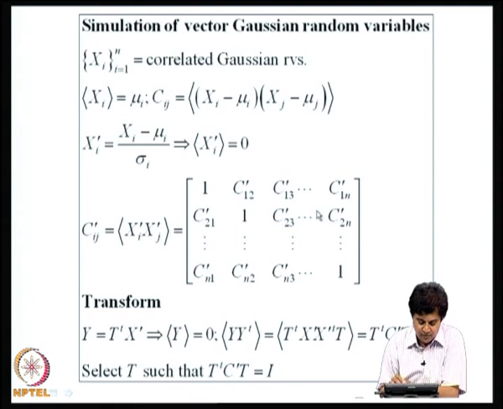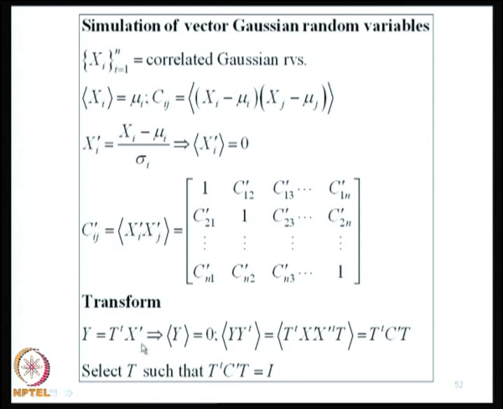Now, our objective is to therefore simulate x_i' whose mean is 0 and covariance matrix is this fully populated square matrix, symmetric, etc. Now, the strategy we follow is we use a transformation. We propose a transformation y is T transpose x'. Now, mean is preserved through this transformation, but covariance gets distorted. So, the covariance E[y y transpose] would be T transpose C' T. Now, T is yet to be selected and I can always select T so that T transpose C' T is an identity matrix. So, how do we get the T matrix?